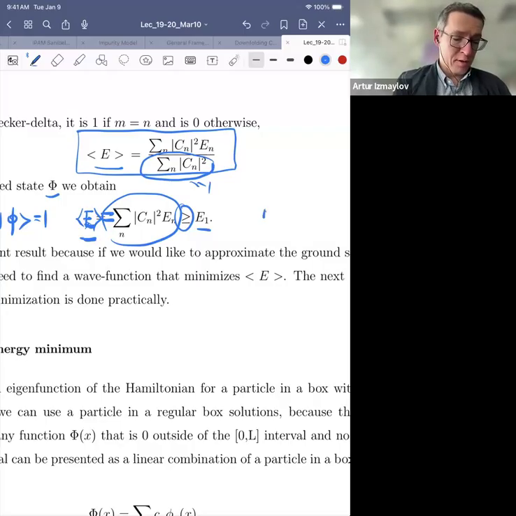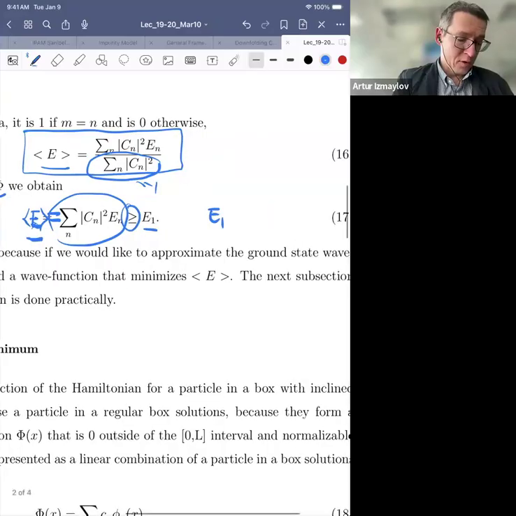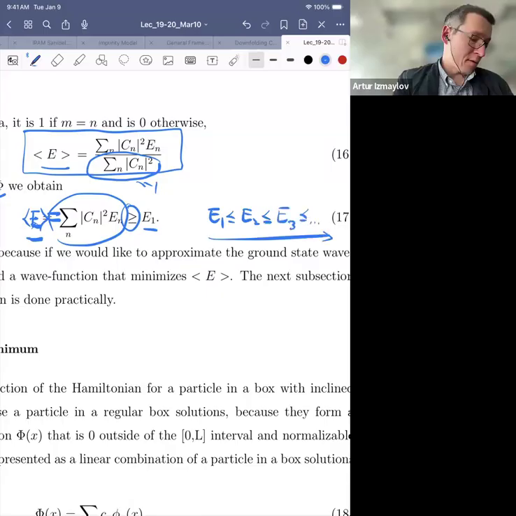So I'm assuming that I can always order energies in the ascending order. So E1, well, that's descending. So E1 is less or equal than E2. E2 is less or equal than E3, and so on. So there is this ascending order of energies.